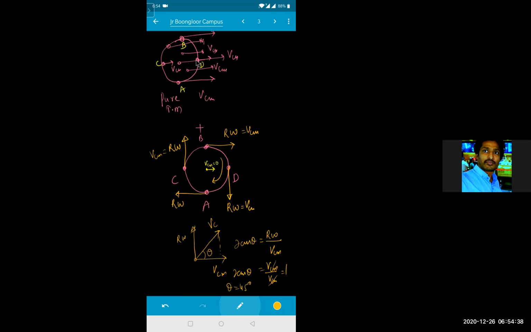Now at point D, you add it. At point D, this is your VCM in the front direction. This is your point D. Now at point D, for this one, it is in the downward direction. This is your R omega in the downward direction. So the resultant will be in this direction. So this is the velocity of your D, making an angle of theta like this. Got an idea, isn't it?